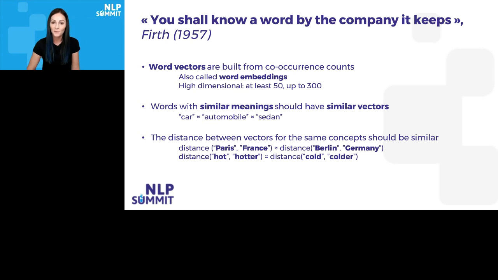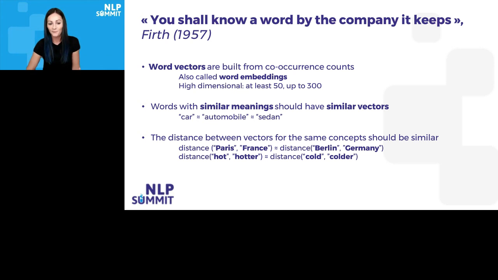So for example, words with similar meaning should have similar vectors. For example, car should have a similar vector to automobile or sedan. And this is basically the magic behind how you can figure out that king minus man plus woman is queen, because what you're doing is basically calculating distances between vectors. So for example, the distance between Paris and France should be similar to the distance between Berlin and Germany. Or the distance between hot and hotter should be similar to the distance between cold and colder. Isn't that cool?